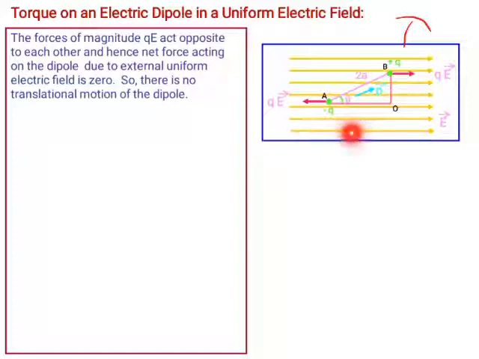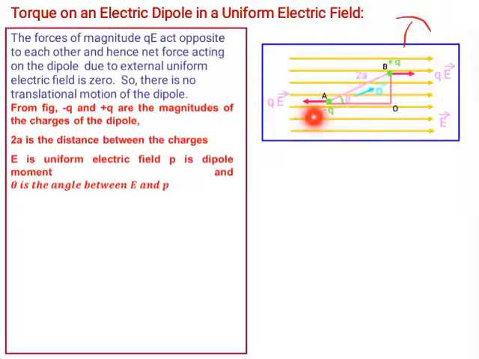Here we are not observing any translational motion. What is translational motion? Linear motion is translational motion. We are observing only rotational motion, the rotational force we are experiencing here.